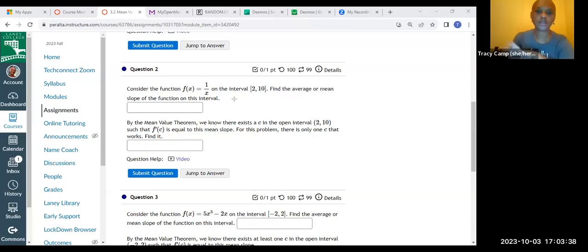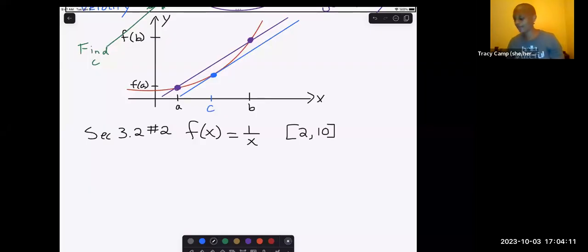And I just want you to notice for the first part, it's asking you to find the average or mean slope of the function on this interval. And basically, when it's asking you for the average or mean slope, it's just asking you for the slope. It's that same regular old slope formula, average rate of change, y2 minus y1 over x2 minus x1. So that's the first part of the problem, just asking you to find that. So we'll go ahead and find that.